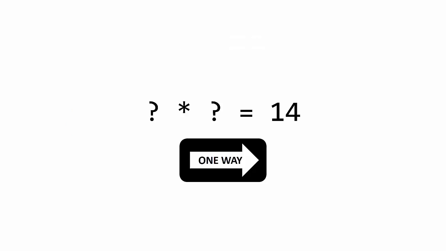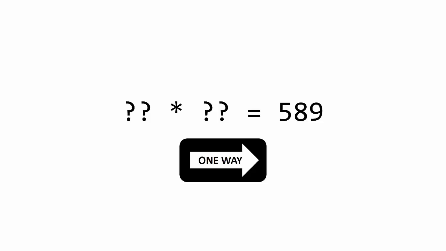So this is our first one-way function. I'm going to take two prime numbers, multiply them together, and get the result. I'm going to give you the result, and you have to try to figure out what the original two prime numbers are. So this particular example is pretty easy. If I give you 14, you could figure it out. That's 2 times 7. So let's make it a little bit harder.